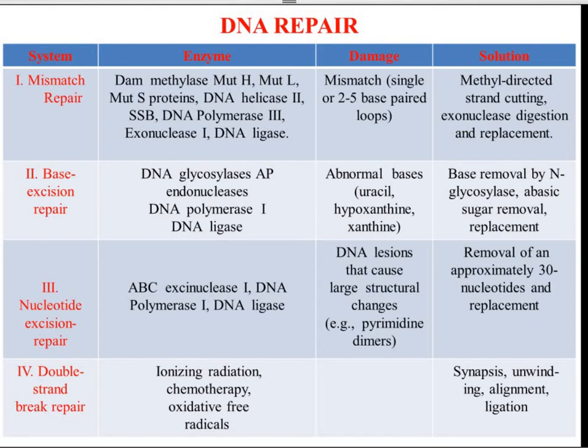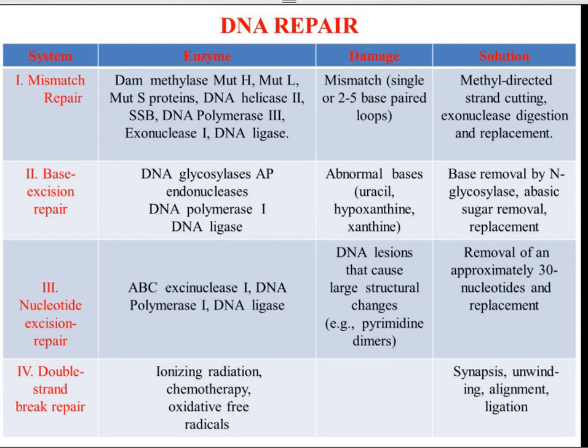The new portion will now be synthesized by the DNA polymerase, and then ligated by DNA ligase. Then the base excision repair. In this case, a number of enzymes are involved: DNA glycosylases, then apurinic or apyrimidinic endonucleases, then of course DNA polymerase 1 and DNA ligase. This base excision repair is for the removal of abnormal bases. The abnormal bases normally found are uracil, hypoxanthine or xanthine.